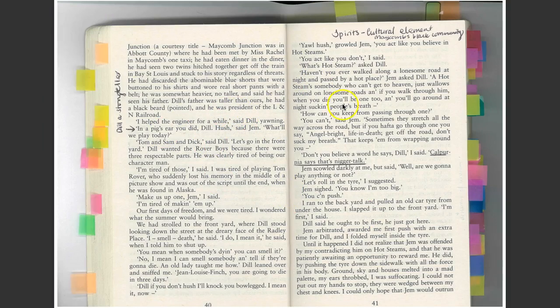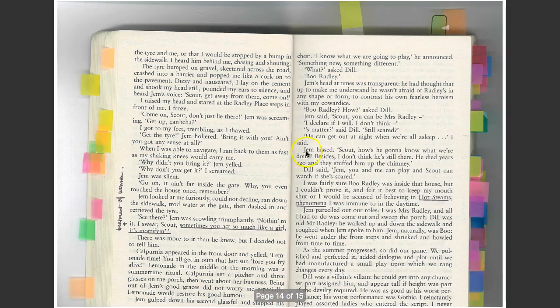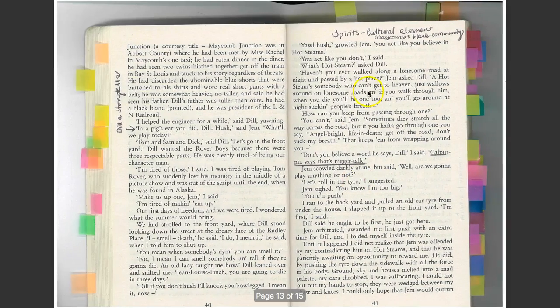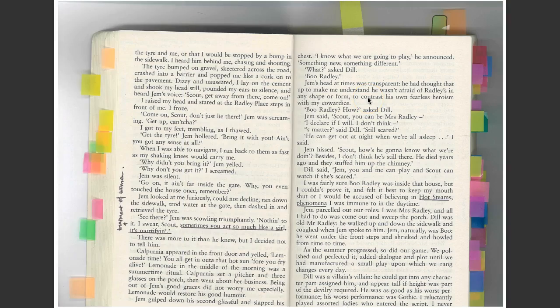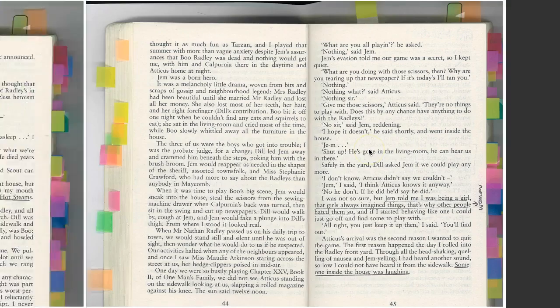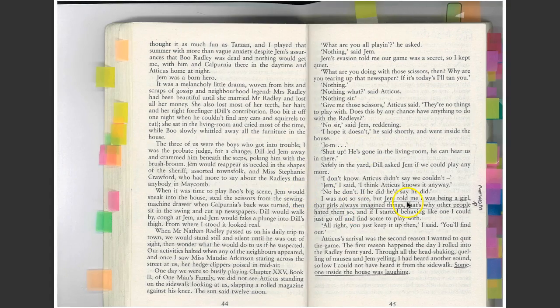Dill returns, and they like to play a game called Boo Radley, and there's this background idea about these hot steams phenomena, which is explained back here at the top of page 41. It's just the spirits, a cultural element of Maycomb's Black or African American community, and the way in which they talk about the spirits and the culture of their land, and how death's presence is known, or the afterlife is experienced. It's just more of an interest. I'm not really sure I've got a lot to say about it in terms of a text response.